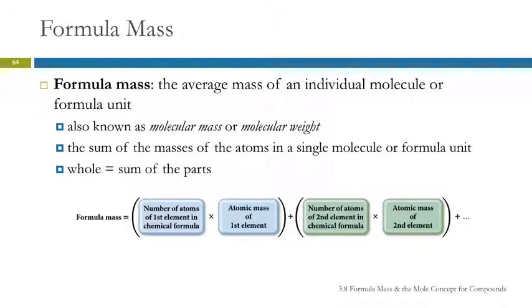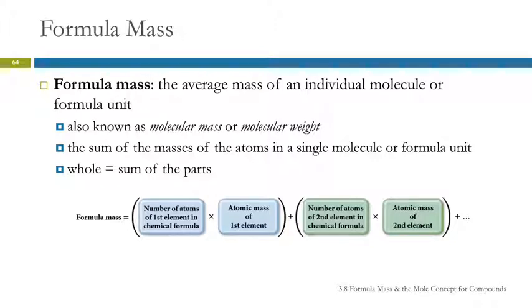So, formula mass. We've talked about how to figure out what the formulas are. Now, the formula mass is the average mass of an individual molecule or formula unit of that compound. It is sometimes called the molecular mass or the molecular weight, but the preferred term is formula mass. It's the mass of one formula of the compound. So it's the sum of the masses of the atoms in a single molecule or formula unit.